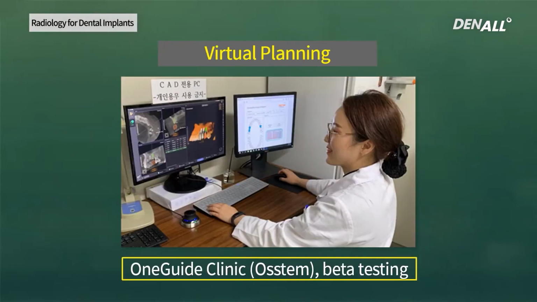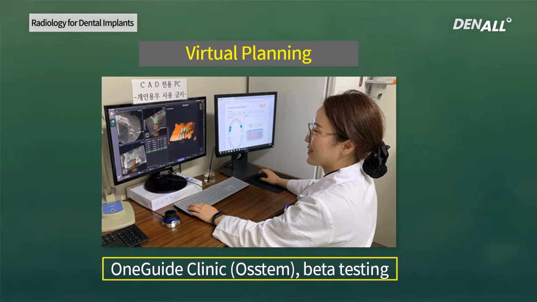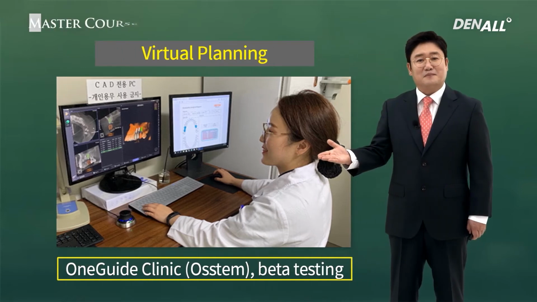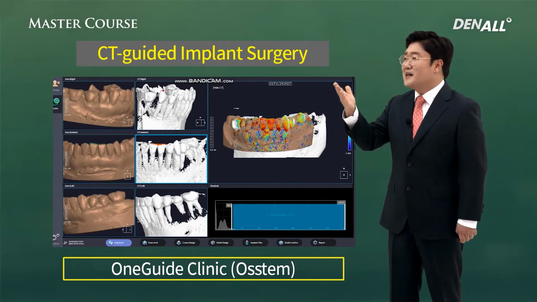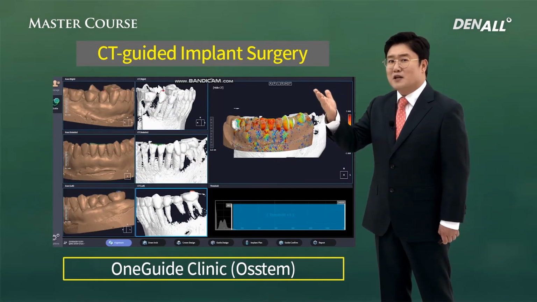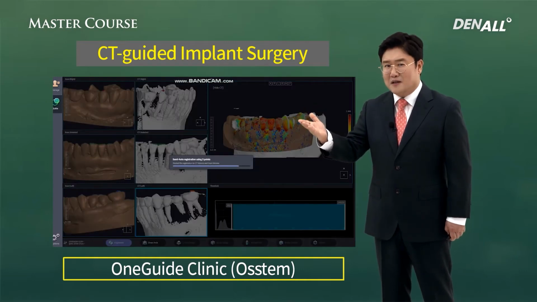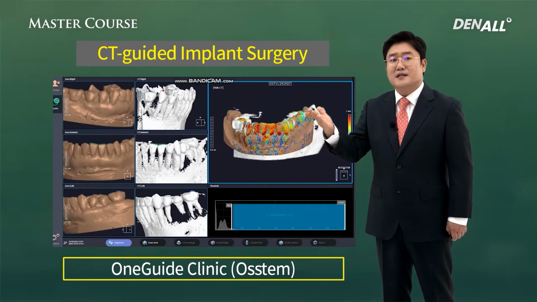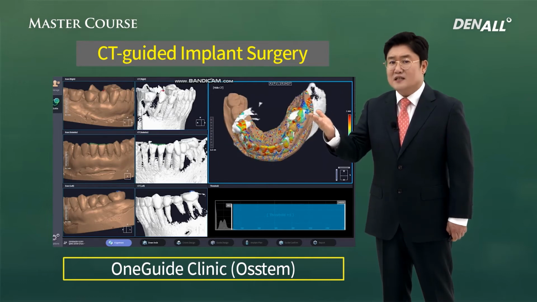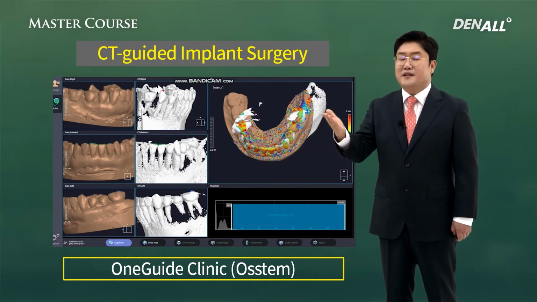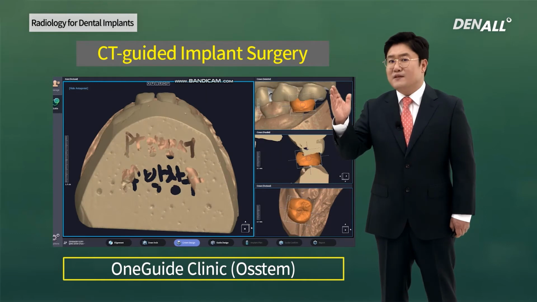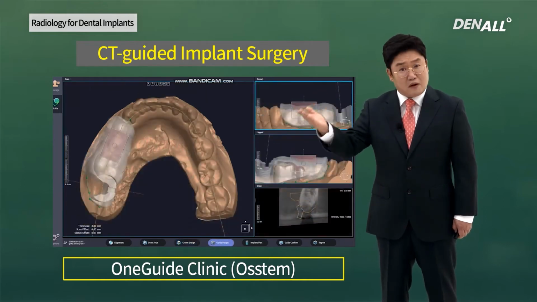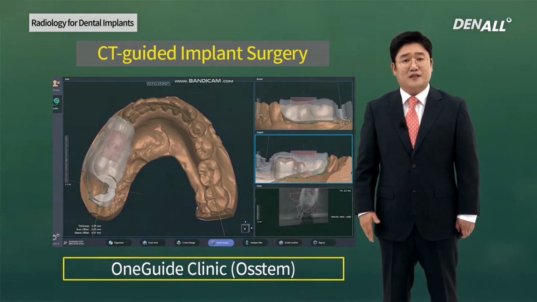Implant Studio is used quite widely. To replace that, Osstem is developing One Guide Clinic. It is under beta testing right now. If you look here, digitally guided implant surgery, the most important thing is the CT information. Cone beam CT, without CBCT, digitally guided implant surgery is not possible. The most important information is provided by CBCT to the digitally guided surgery.